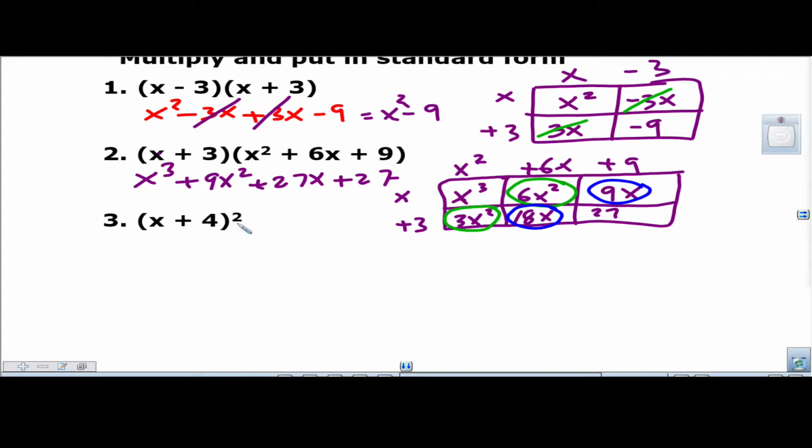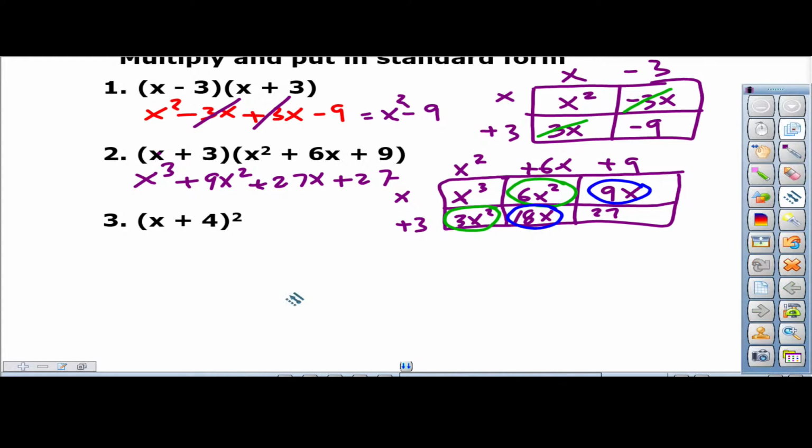Okay, last but not least is this one down here, and this says that you have x plus 4 quantity squared. Well, the best thing I could do is probably just make it look nicer, and then multiply that way. So that's this one here.